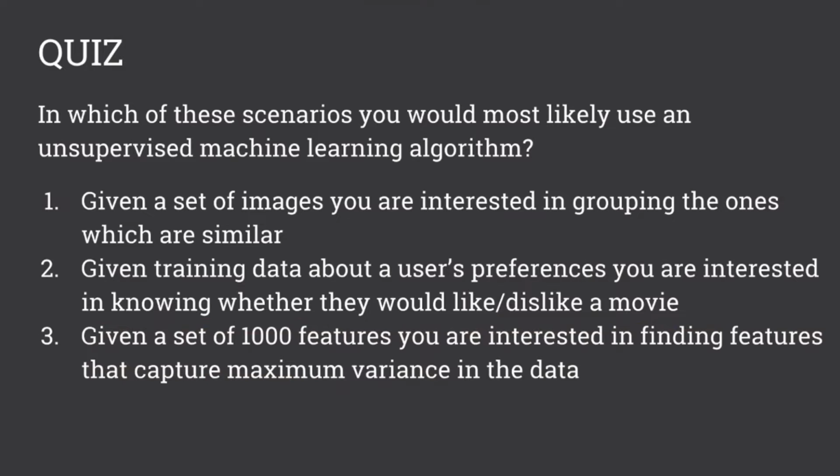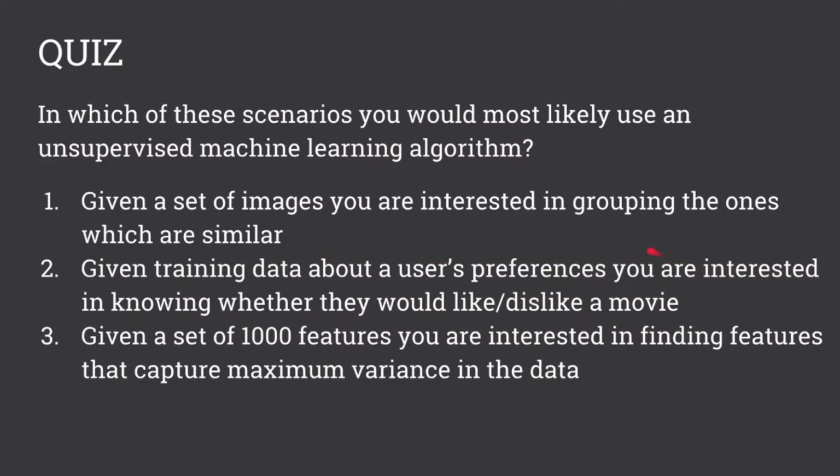Okay, so the correct answer to this one is 1 and 3, both. First of all, let me tell you why the second is not correct. We are given training data about user preferences, and looking at the training data, you would classify whether a user would like or dislike a movie, and that's why we are saying that no, this is definitely not the case.